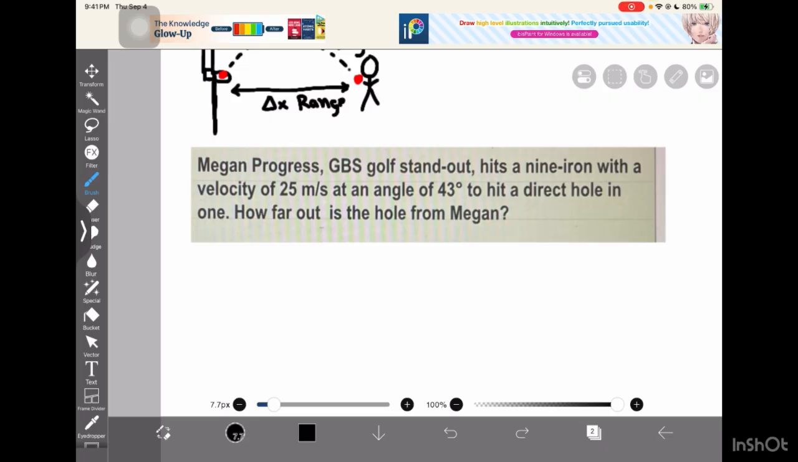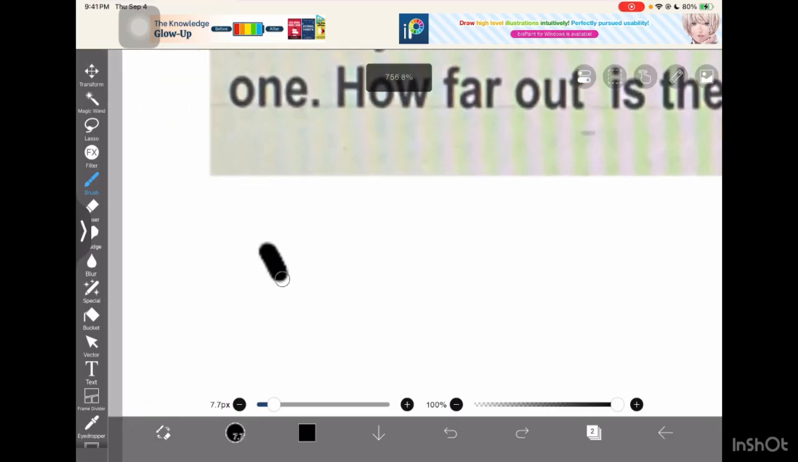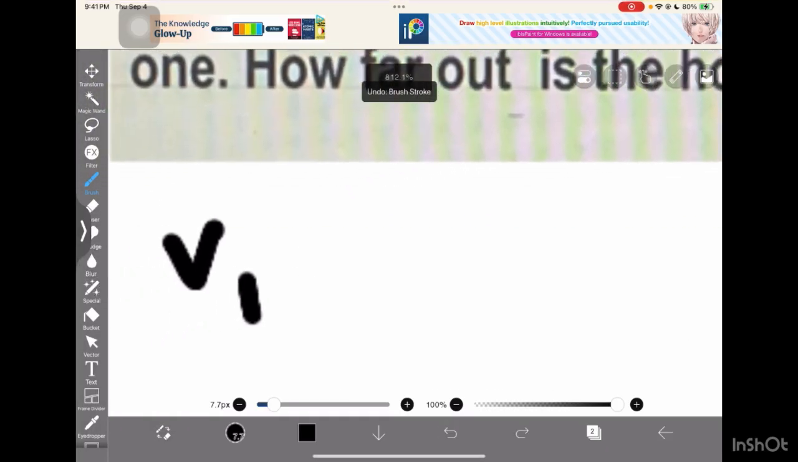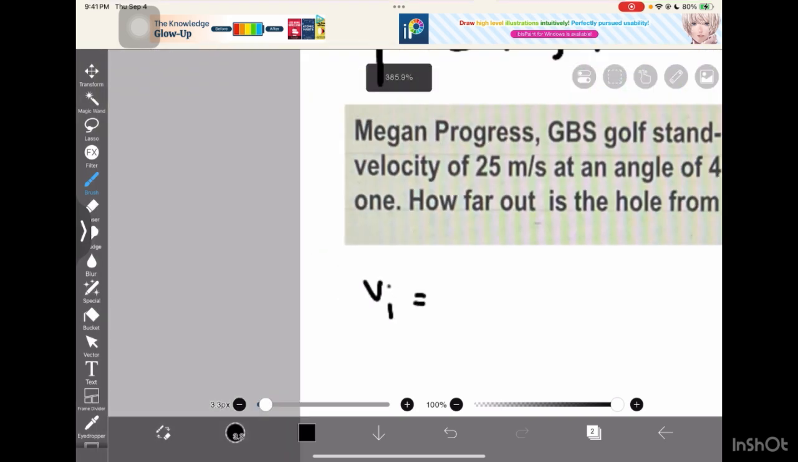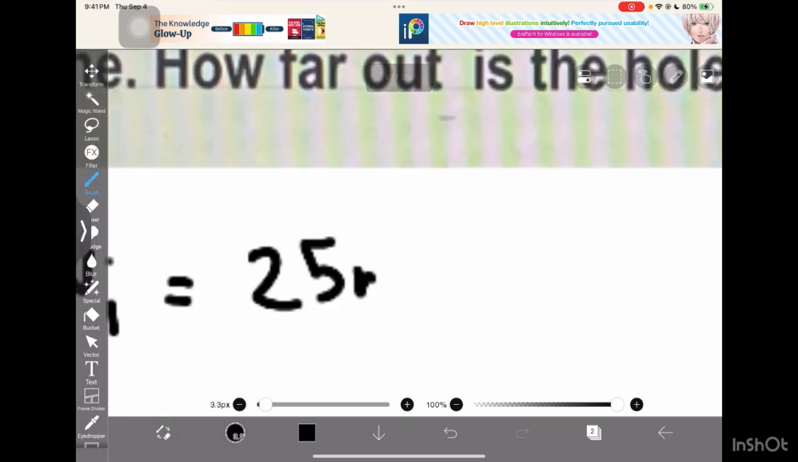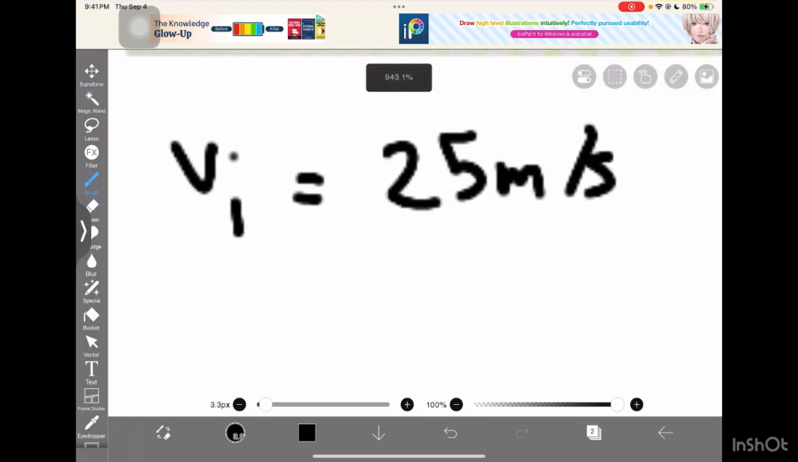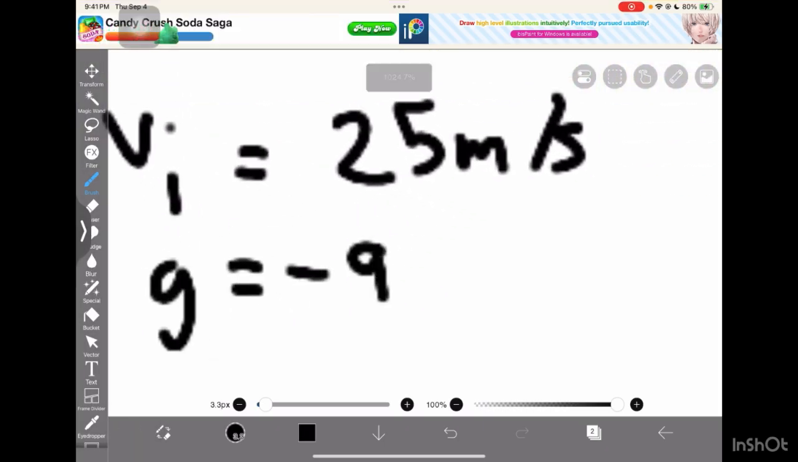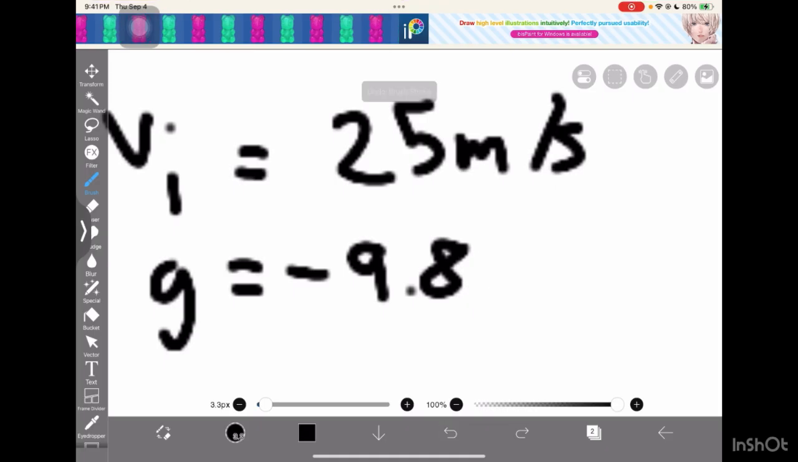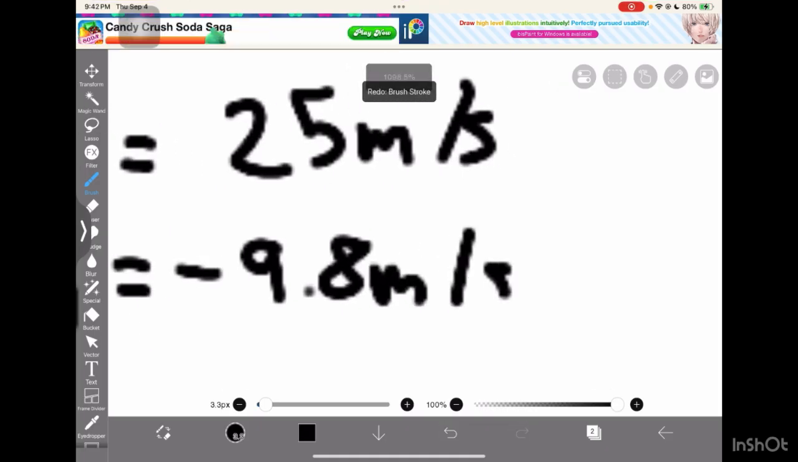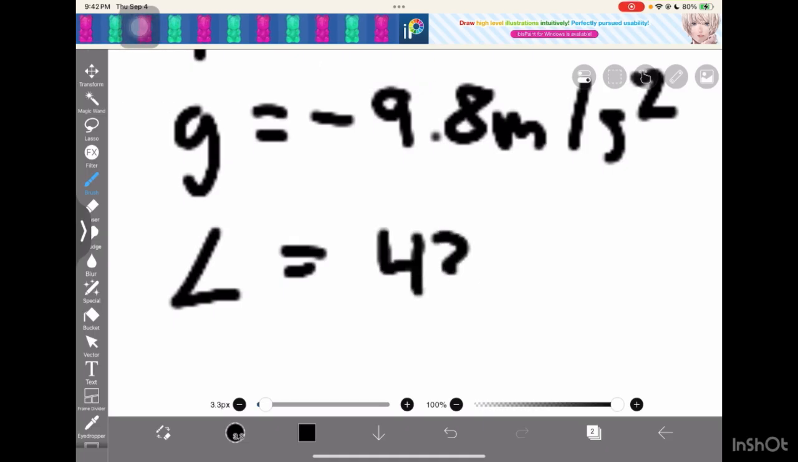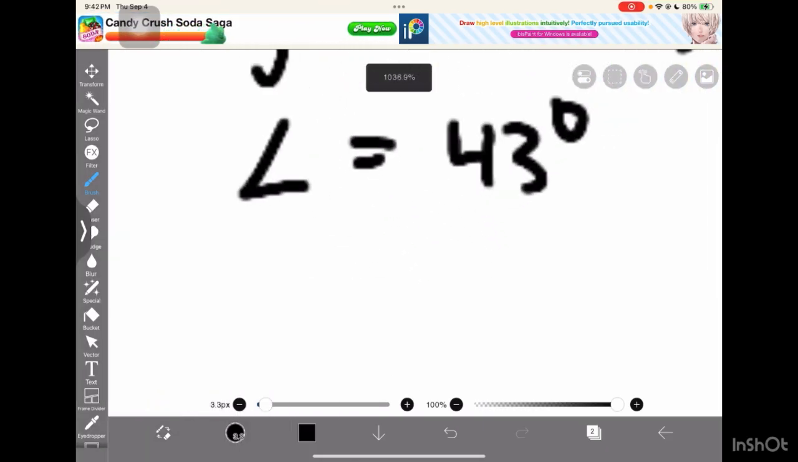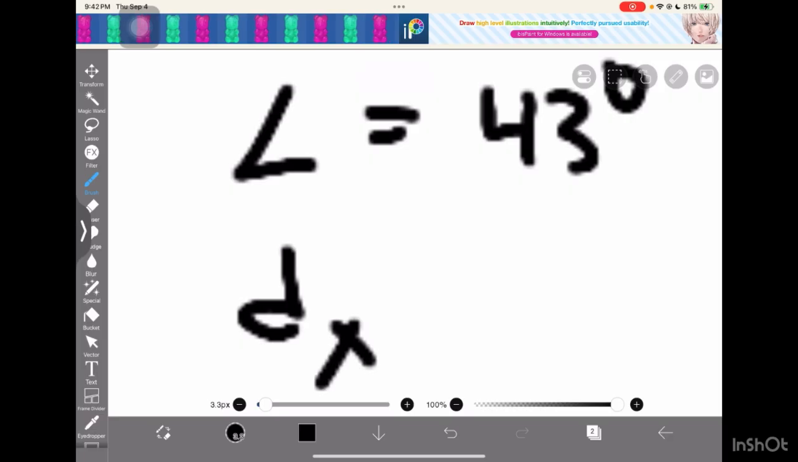Let's work on the givens. We have V sub I at, oh, that's a bit too thick. We might have to cram again. V sub I at 25 meters per second. We obviously got g at negative 9.8 meters per second squared. We got an angle of 43 degrees. And we want our d sub x.